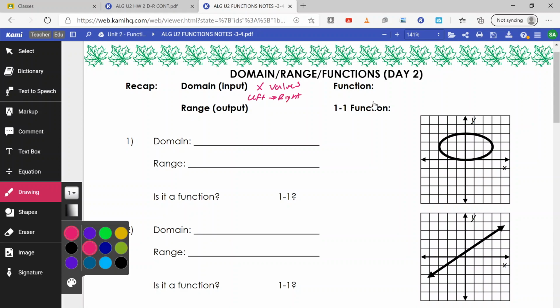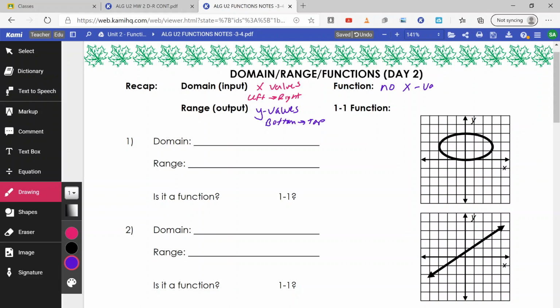The range is the output, so whenever I plug the x value into my equation, I get a y value, and the range is read bottom to top on a graph. A function is a graph or a set of points where no x values repeat. A one-to-one function is when there are no x or y values repeating.